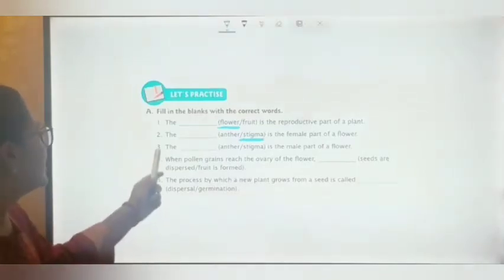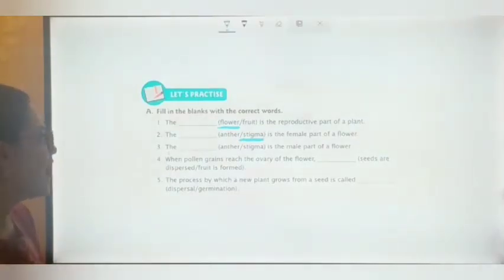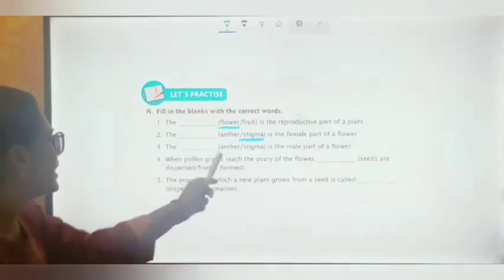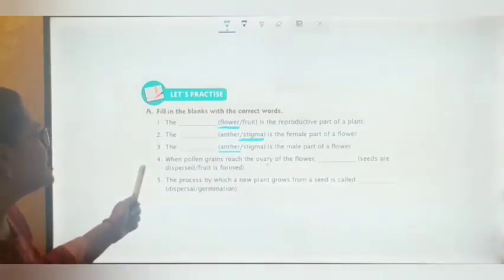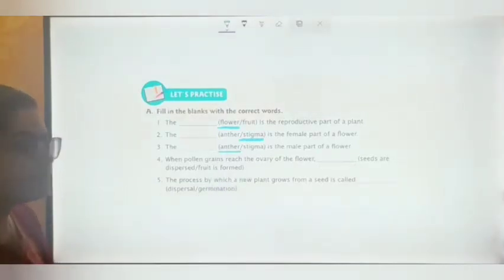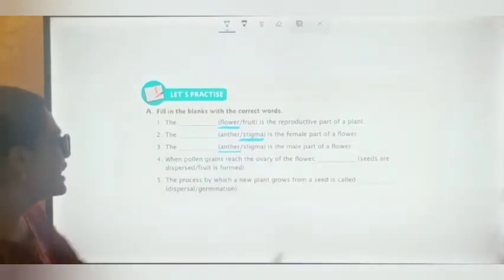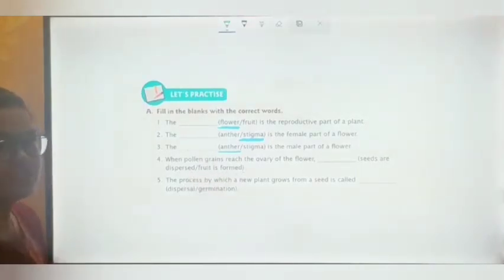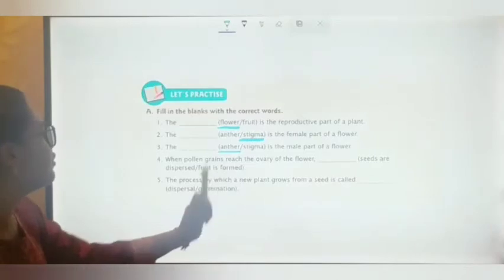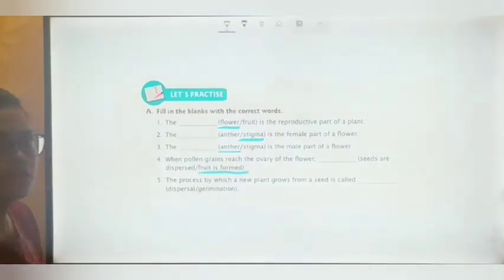Then third, the dash is the male part of a flower. Again two options are given, anther and stigma. Which is the male part? Anther. Yes, so we will underline anther. Now the fourth one: when pollen grains reach the ovary of the flower, dash. What happens when the pollen grains reach the ovary? Two options are there: seeds are dispersed or fruit is formed. Which is the correct answer? Fruit is formed. So we will underline fruit is formed.